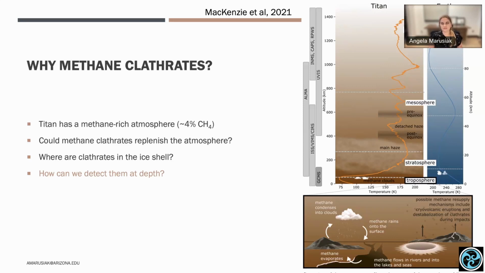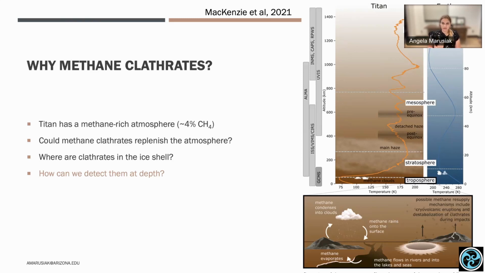So from the Huygens mission, we know that Titan has a very thick methane-rich atmosphere. It's about 4% methane, with the other main constituent being nitrogen. So I love this figure by Mackenzie et al., from their Planetary Science Journal article from 2 years ago, where they compare Earth to Titan, so you can see how much Titan does actually resemble Earth in a lot of ways.